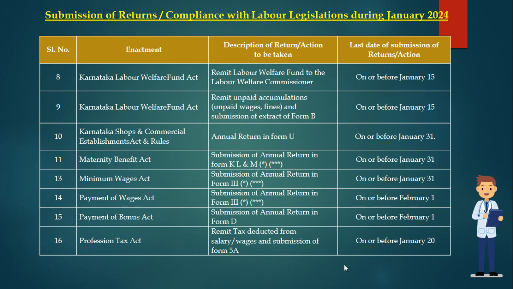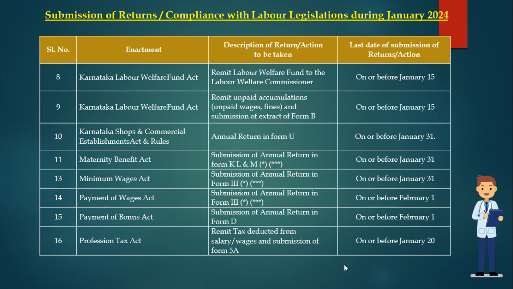Moving on to the 10th one, this is a very important act, that is the Karnataka Shops and Commercial Establishment Act and Rules. Under this act, we have to file the annual returns in Form U. This should include information pertaining to the employees from January to December, and this is applicable for whoever has been registered under shops and establishment irrespective of the number of employment. The last date for doing the same is on or before January 31st.